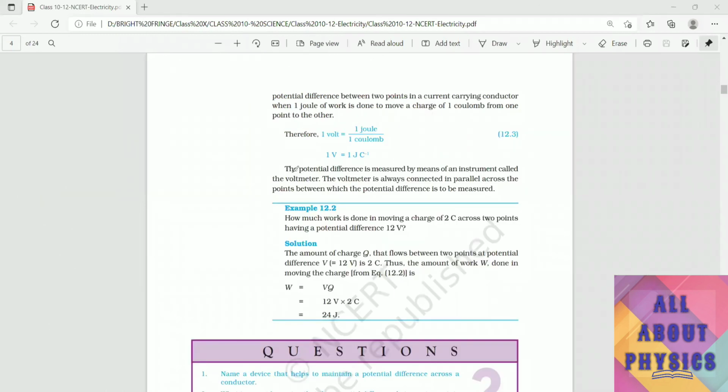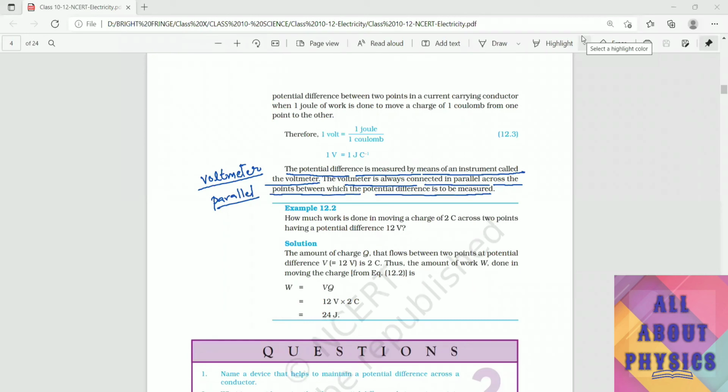To measure the potential difference between 2 points, a device called a voltmeter is used. Please underline this in your book, and the voltmeter is always connected in parallel across the points between which the potential difference is to be measured. So potential difference is measured by an instrument called a voltmeter, and it is always connected in parallel because components in parallel experience the same potential difference.